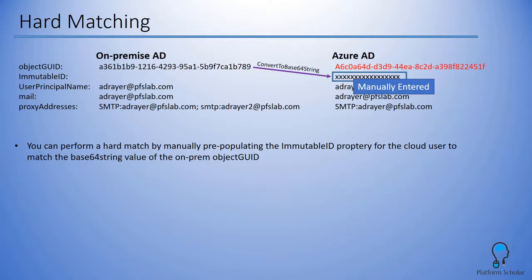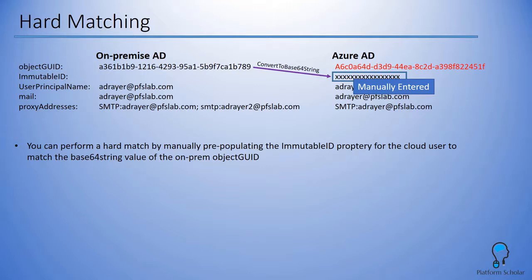The tricky part here is that the object GUID and the immutable ID are in different formats. The object GUID is a GUID type, which includes specially formatted hexadecimal values. The immutable ID uses a base 64 string, so you'll need to perform a conversion to make this work. It's not too difficult, but it's not covered in this course. When we look at the properties of the users, we'll see what each of these formats look like.